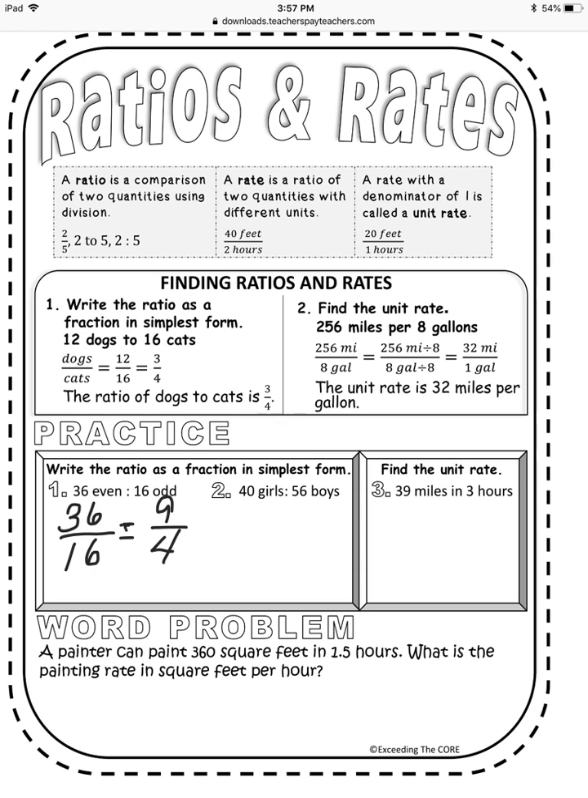Number 2, we're comparing 40 girls to 56 boys. So we write 40 over 56. Then I say to myself, what could I simplify this to? I know that 8 can go into both 40 and 56. 8 goes into 40 5 times, and 8 goes into 56 7 times. So my simplified fraction is 5 over 7. That means for every 5 girls, there are 7 boys.